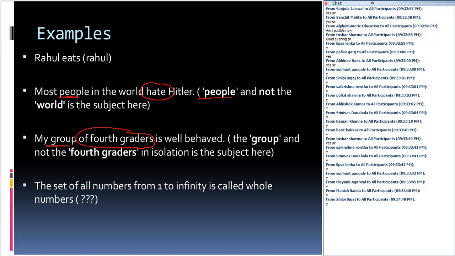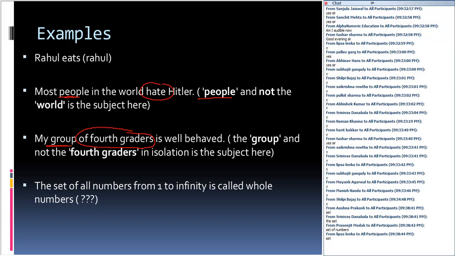Similarly, the set of all numbers from 1 to infinity is called whole numbers. What is the subject here? Yes, the set. The set is the subject. Now this set is of all numbers, that is immaterial. Of all numbers is extra information. We are actually talking about the set. So our subject is the set. I believe you are pretty comfortable with finding out the subject of the sentence.